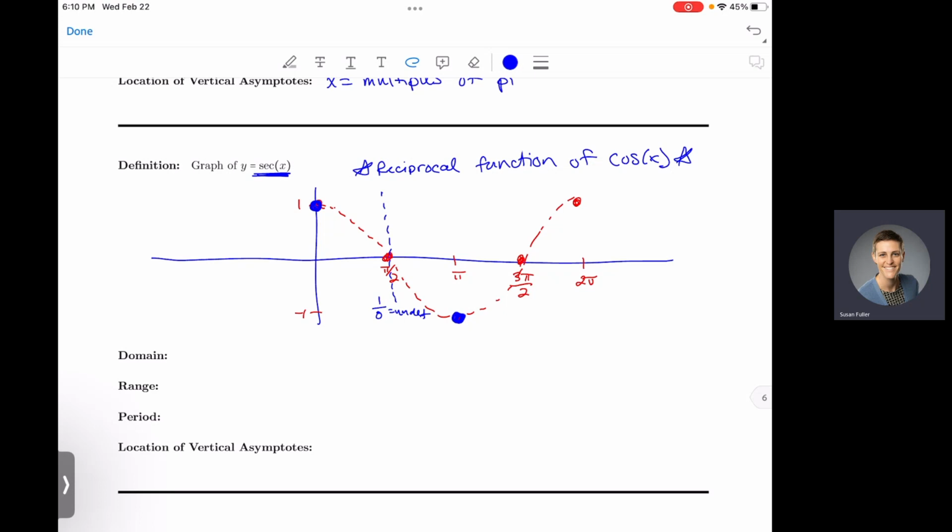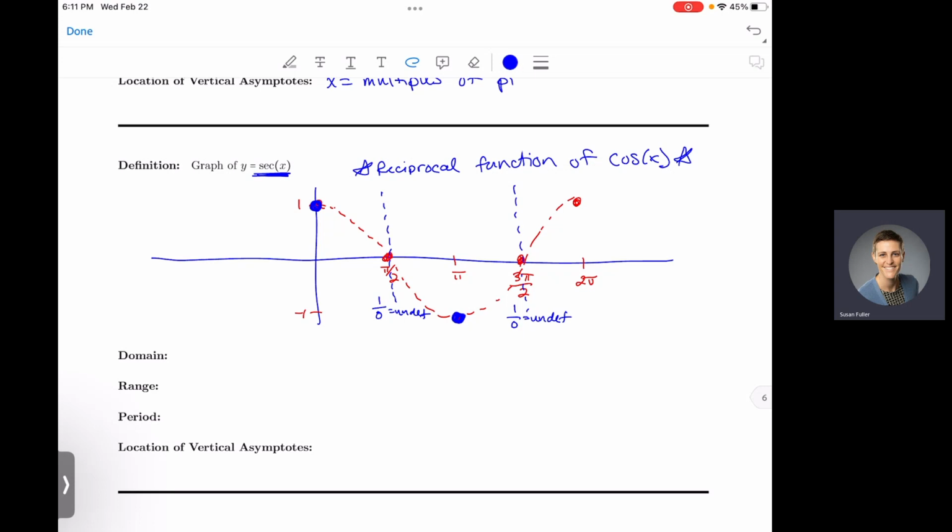At x equals 3 pi over 2, the cosine of 3 pi over 2 is 0, which means the secant of 3 pi over 2 is the reciprocal of 0, which is 1 over 0. That's undefined. I can't divide by 0, which means we have a vertical asymptote here.